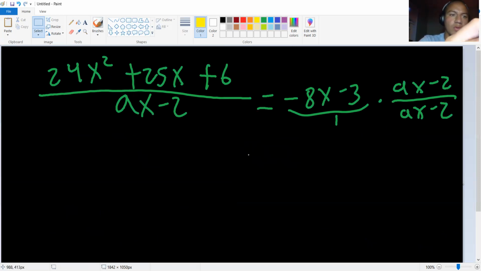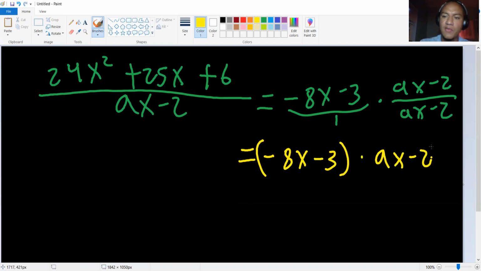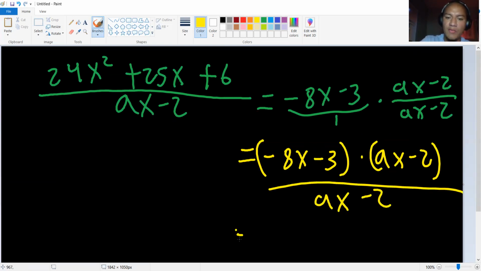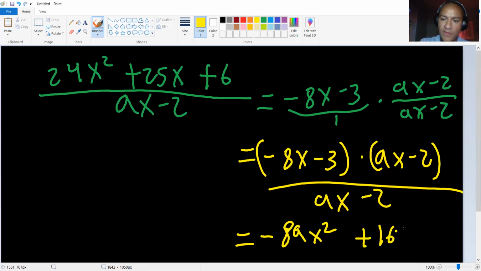I'm going to leave the left the same. So we end up getting 8x minus 3 in parentheses times 8x minus 2 in parentheses all over 8x minus 2. And multiplying the top using FOIL, you end up getting negative 8a x squared plus 16x minus 3ax plus 6 all over ax minus 2. And of course, I run out of space.